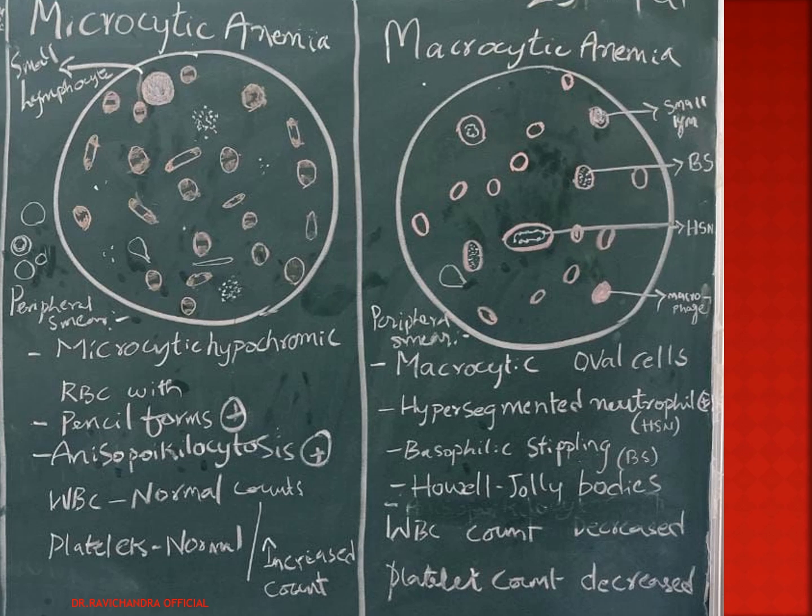Whereas in macrocytic anemias, there will be macrocytes, ovalocytes, hypersegmented neutrophils, basophilic stippling, and Howell-Jolly bodies. There will be decreased RBC, WBC, and platelet counts because of impaired DNA synthesis, resulting in pancytopenia in macrocytic anemia. So in the exam, they may ask: pancytopenia is seen in A, microcytic anemia, B, macrocytic anemia, option C, both, option D, none. The answer is macrocytic anemia.